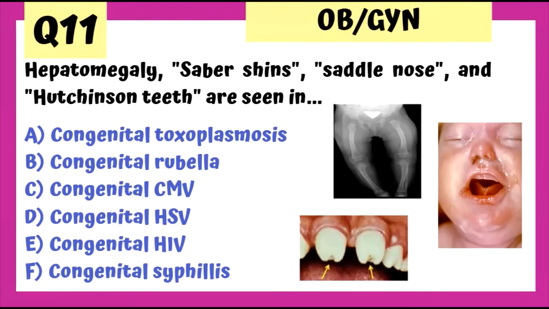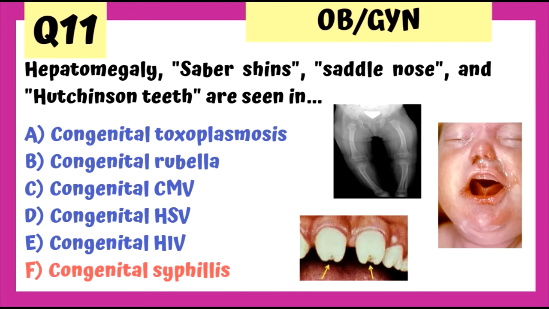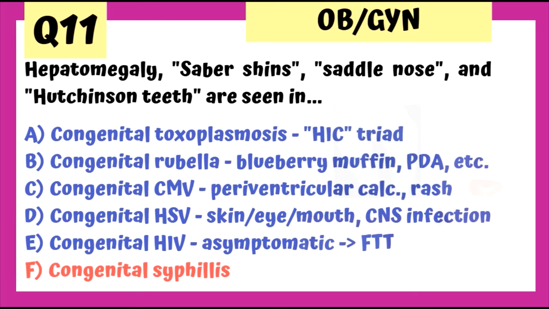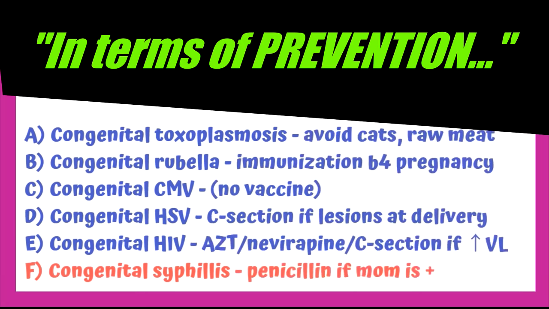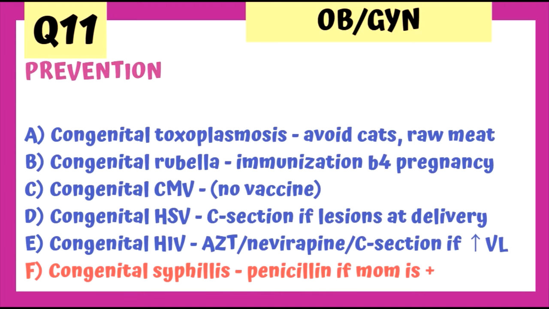Question 11, in hepatosplenomegaly, saber shins, saddle nose, and Hutchinson's teeth are seen in, this is easy, we know this one already, congenital syphilis. These are all associated with congenital syphilis. As opposed to these other conditions, we could take a look at what symptoms are associated with them. And in terms of treatment, well, congenital syphilis is treated with penicillin if mom is positive. And the other conditions, you could take a look at how we treat these congenital diseases. All right, we'll come back to HIV in another question.